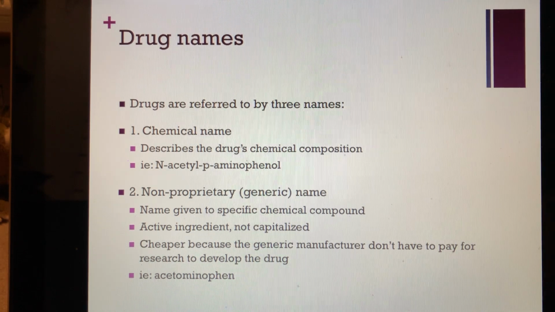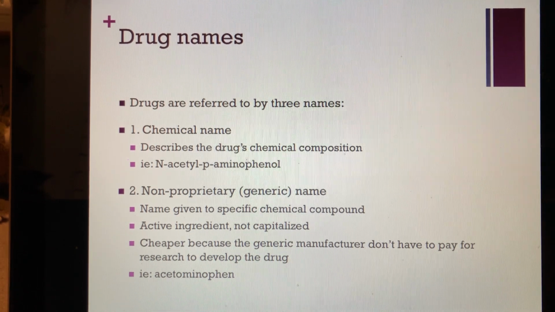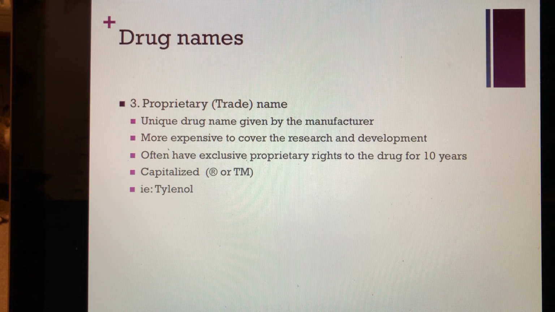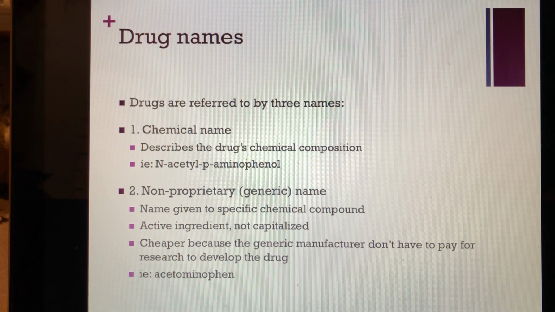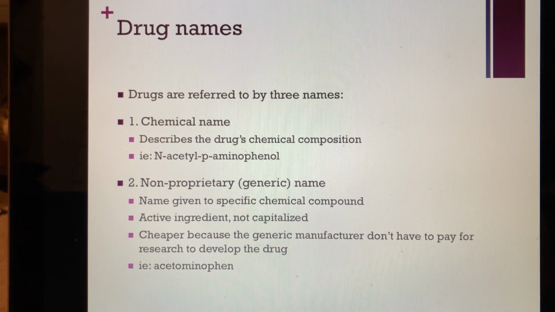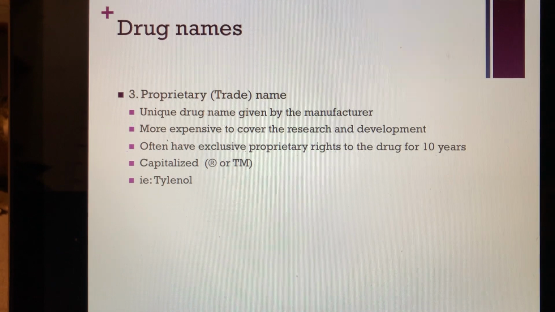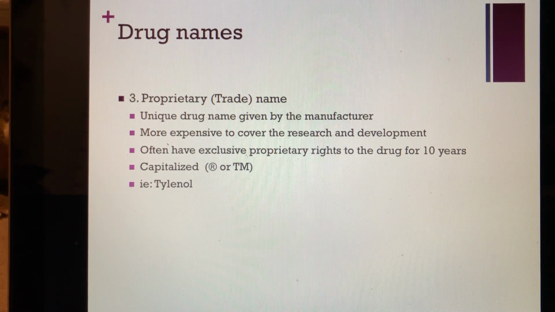But maybe you're more familiar with it being referred to by its trade name. Its trade name, Tylenol. So Tylenol is acetaminophen, and acetaminophen is the generic name given to N-acetyl-p-aminophenol. Okay, so the chemical name is just the drug composition. Then we have the generic name of the drug, and the trade name, or a proprietary name, that's a unique name given by the manufacturer.